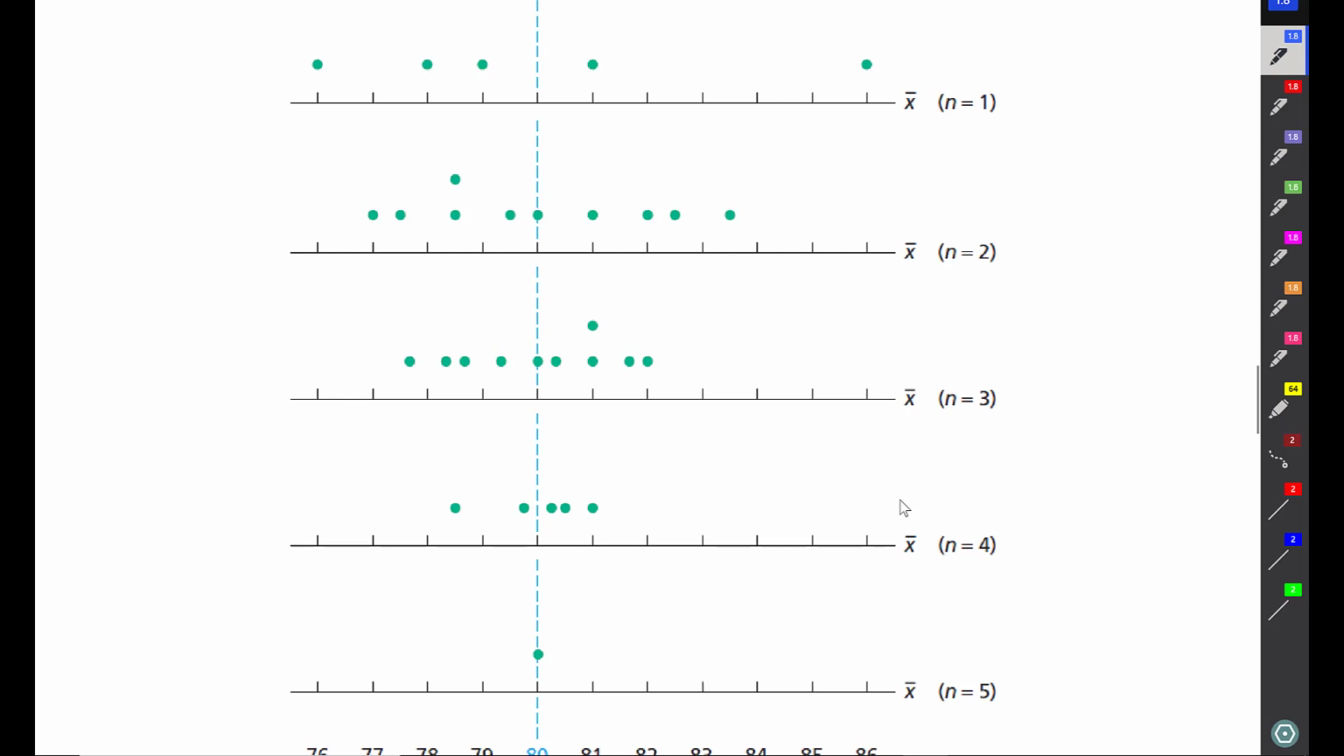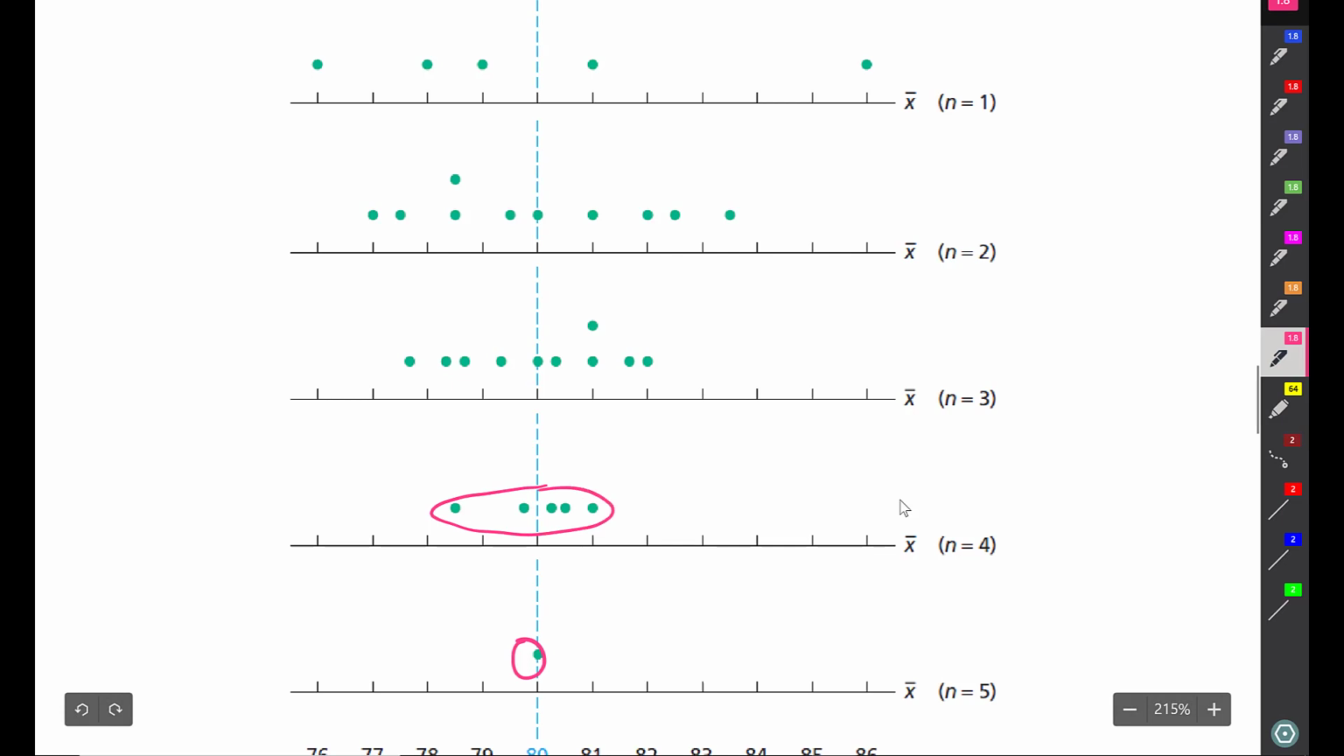And you can see that as our sample sizes get larger, these values for the means of the individual samples start to cluster tighter and tighter and tighter around the true population mean. Eventually we do get to a sample size of 5, which is the entire population, and it is exactly on the population mean. But when we look at a sample size of 4, we have a tight cluster.